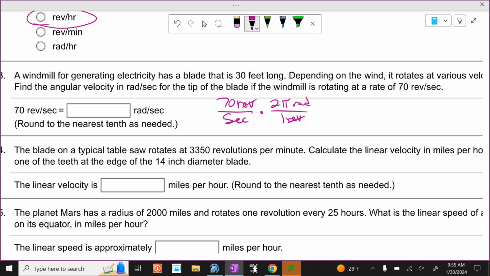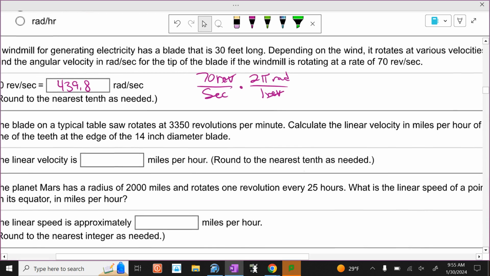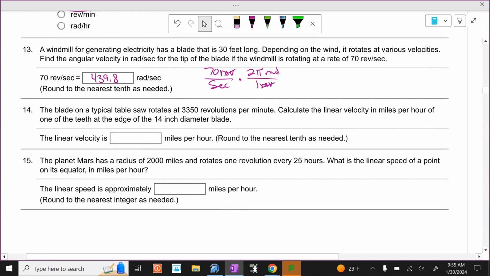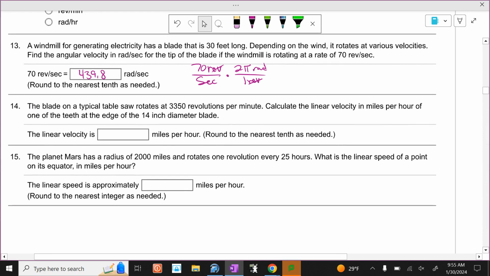What do you get, Nikita? 439.8. All right. So the 30 feet long had nothing to do with the problem. Okay. You'll have a saw blade problem. You've seen a whole bunch of these over the course of this chapter.